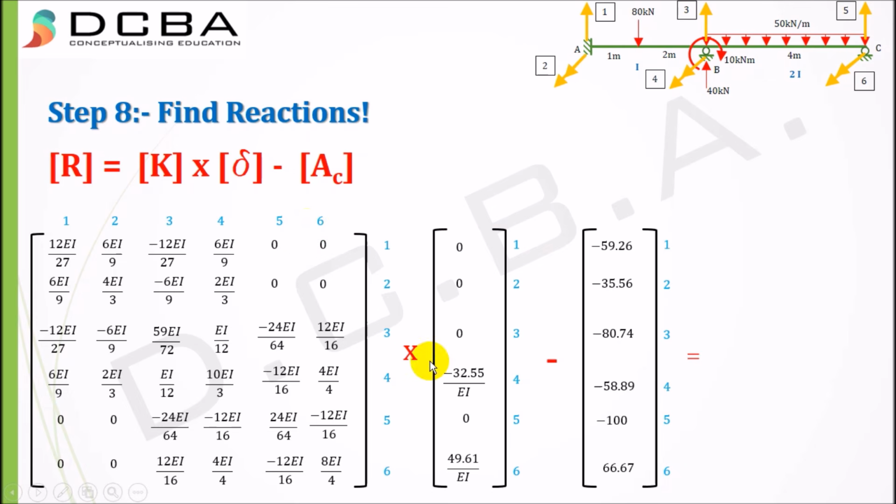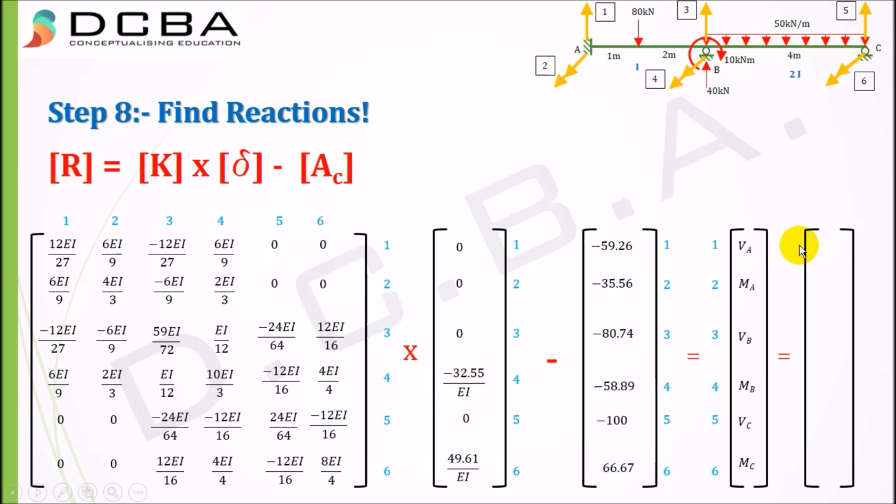So you just need to multiply the fourth element here, 6EI by 9, into this fourth element, and sixth element into the sixth element. Now the sixth element here is 0, so again this will result in 0. So the only thing you need to multiply is 6EI by 9 into minus 32.55 by EI minus minus 59.26, and you will get 37.56 kilonewton. Now this is in order VA, MA, VB, MB, VC, MC.